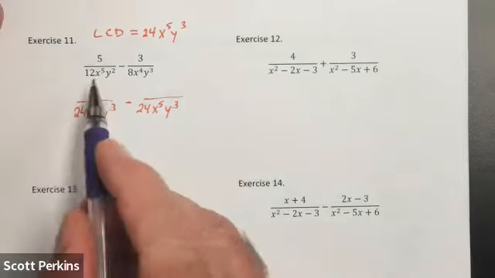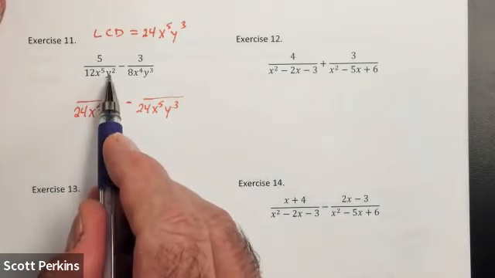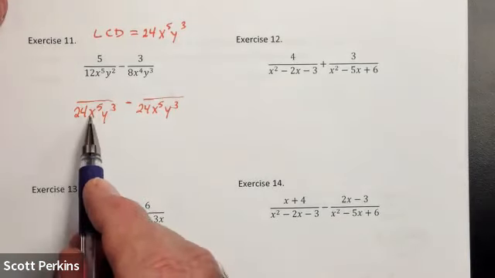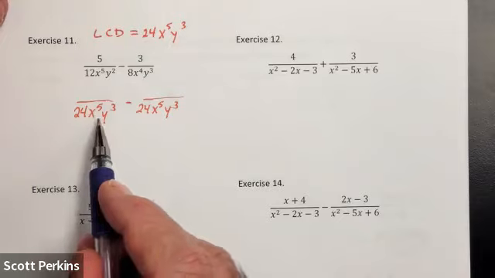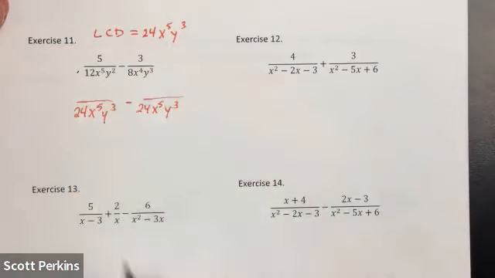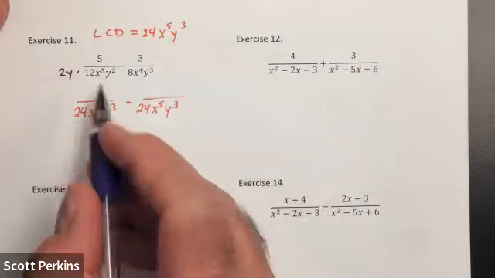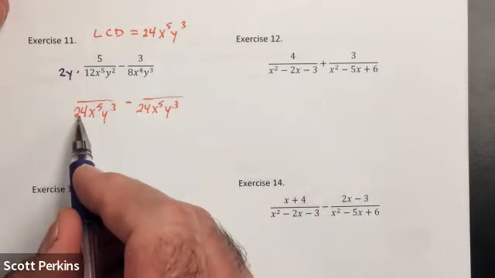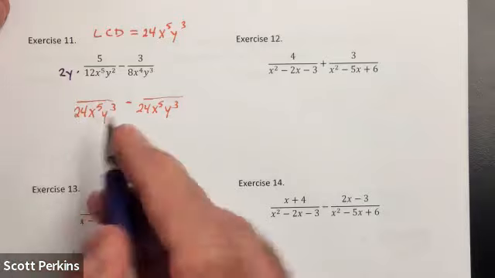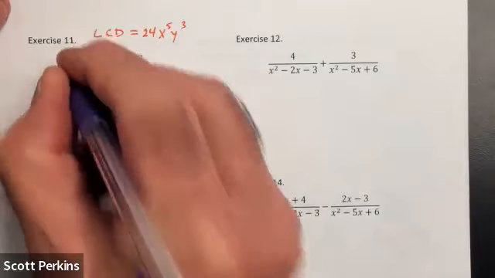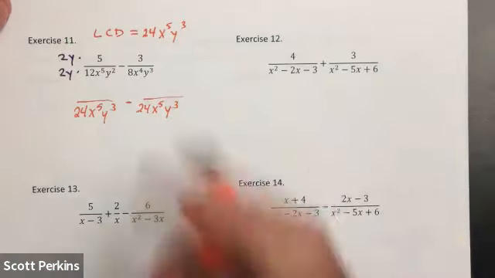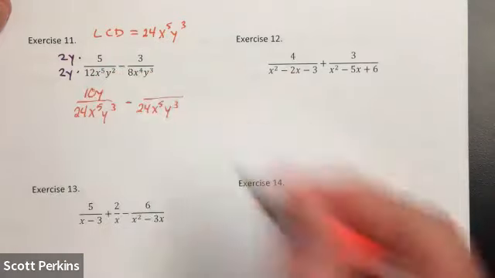And so I've got to first turn 12 x to the 5th y squared into 24 x to the 5th y cubed. So what do I have to multiply that by? Any thoughts on that? Perfect. 2y. We already got enough x's. 12 times 2 is 24. Y squared times y is y cubed. That's a great job. And so when I multiply the top by 2y, that turns out to be 10y.